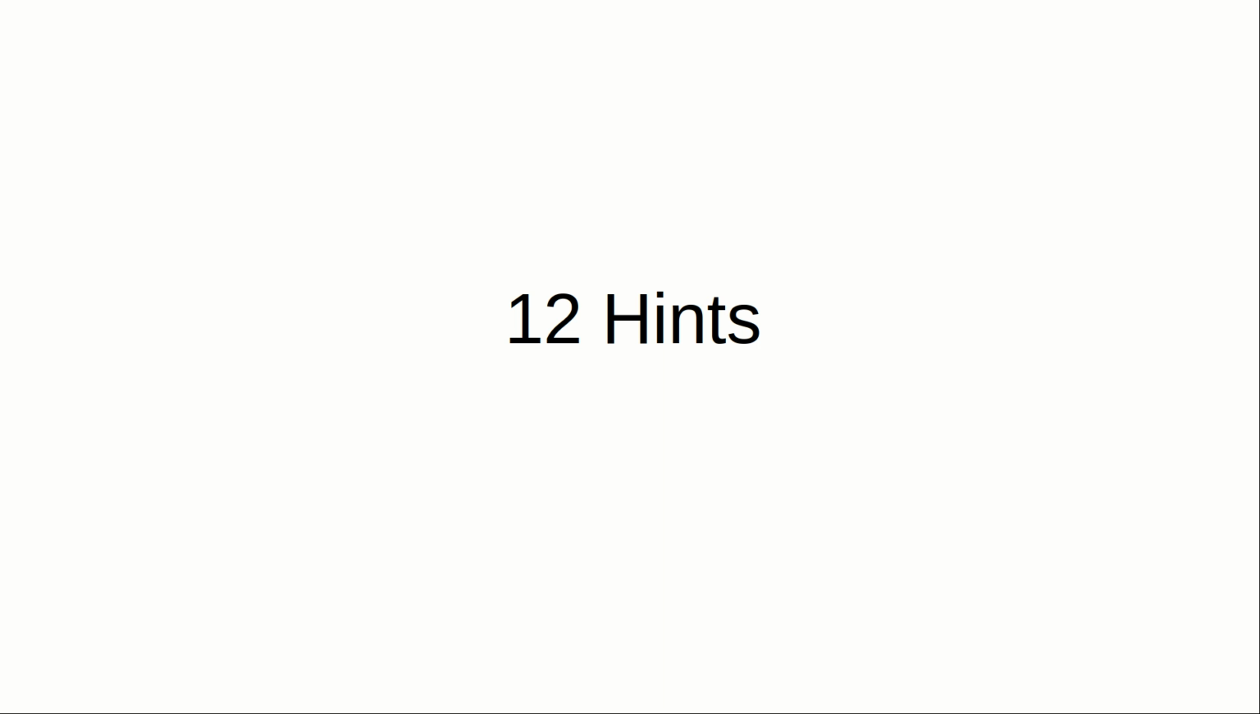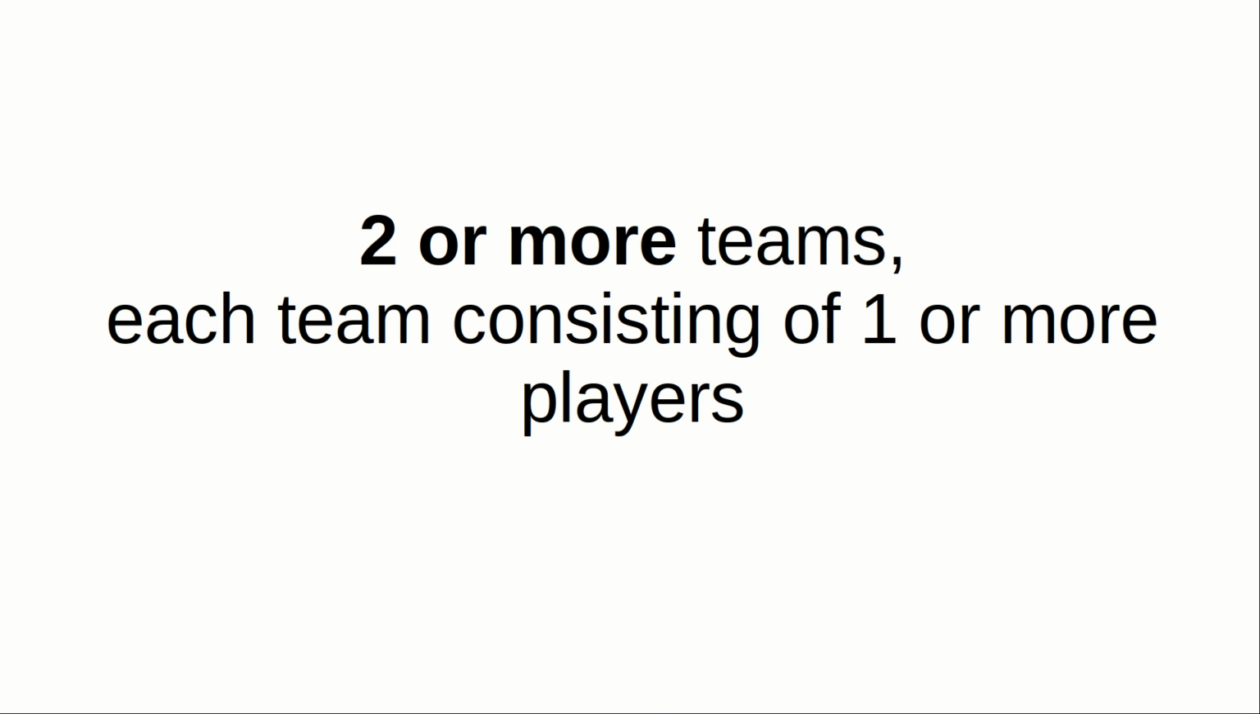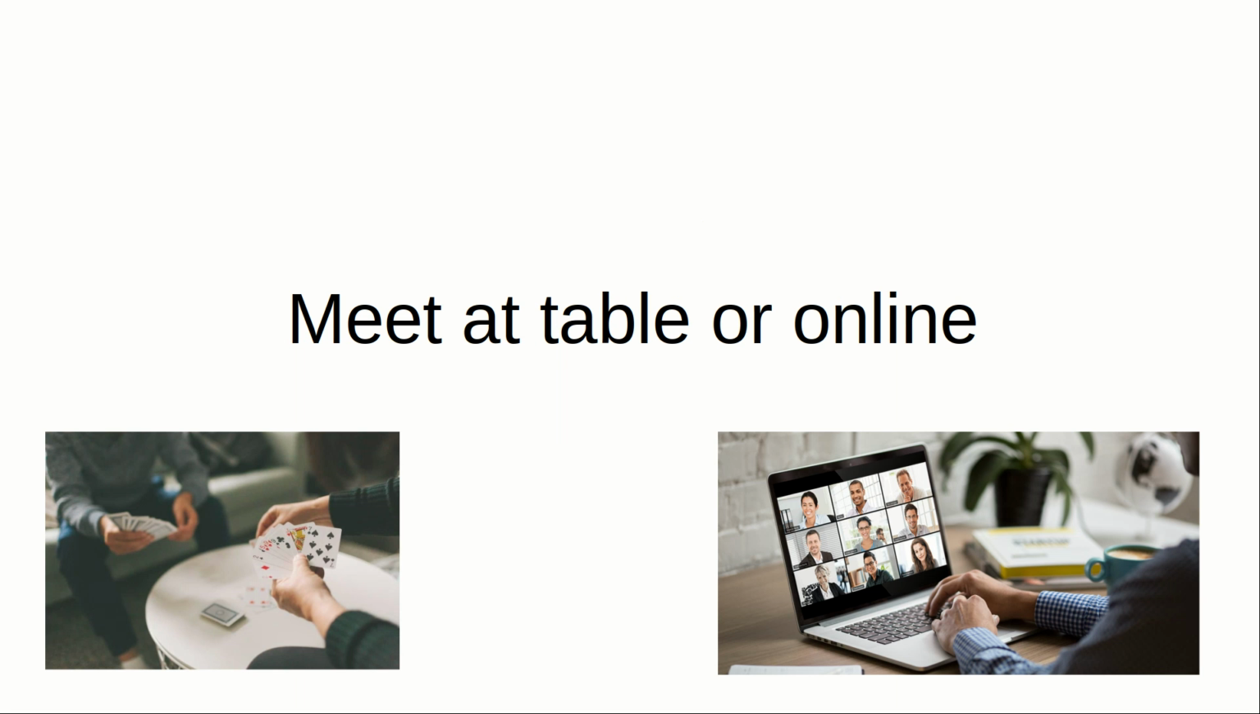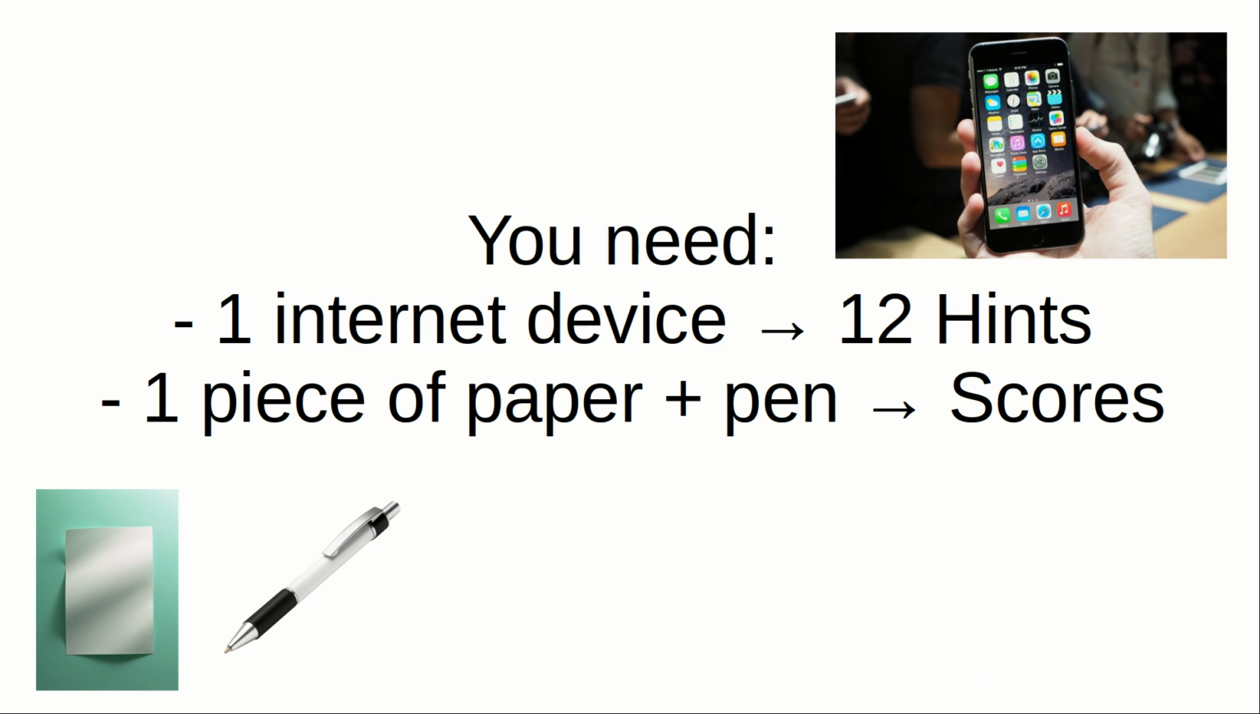So let's explain this. First of all, you will have to be two players or more. So one could also say two teams or more, with at least one player for each team. These players have to meet at a table or online via a video conference tool. They have to see each other and they have to be able to talk to each other to play this game. If they sit at a table, they will also need one internet device of some kind. So, for example, a smartphone where they can go to that website and access those cards.